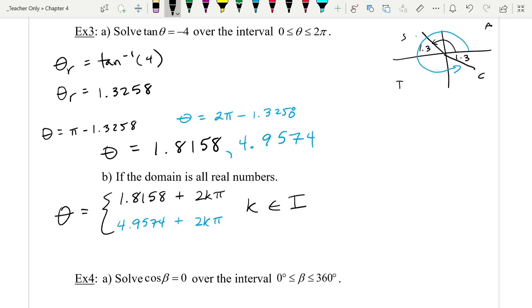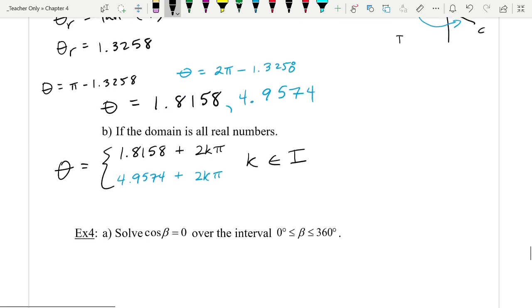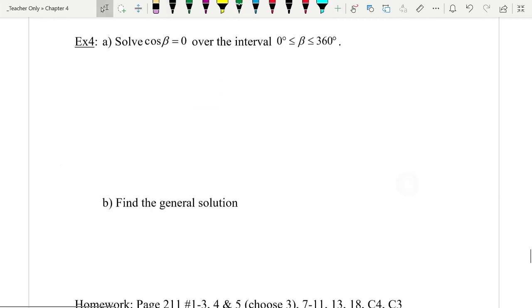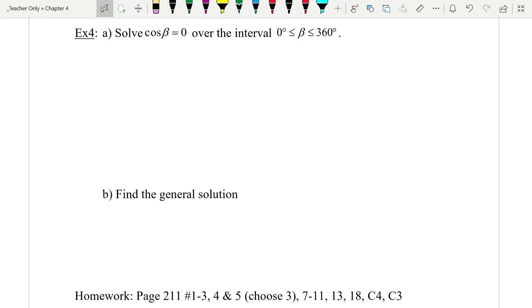All right. Your turn to try one. This one, you don't need a calculator for. So I'll give you a minute to try it.